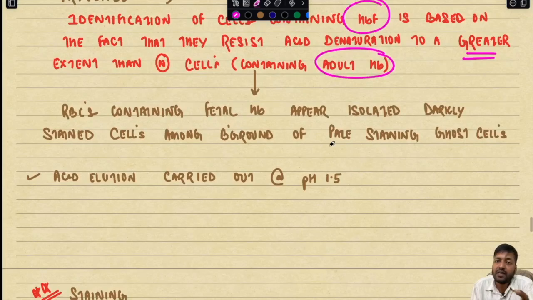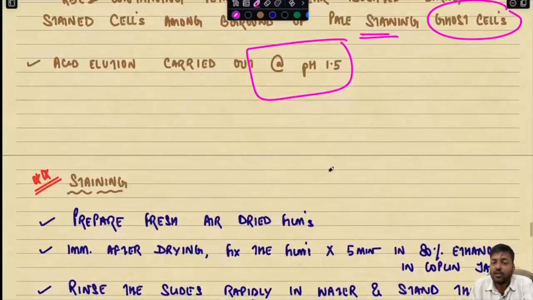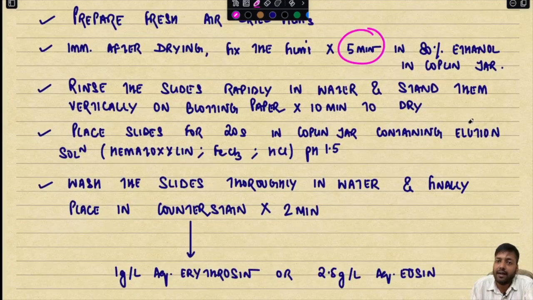RBCs containing fetal hemoglobin appear isolated and darkly stained among a background of pale staining ghost cells. Acid elution is carried out at an acidic pH of 1.5. So how do you do the staining? You prepare fresh air-dried films or peripheral blood smears. Immediately after drying, fix the films for 5 minutes in 80% ethanol in a Coplin jar. Rinse the slides rapidly in water and stand them vertically on blotting paper for 10 minutes to dry. Place slides for 20 seconds in a Coplin jar containing elution solution.